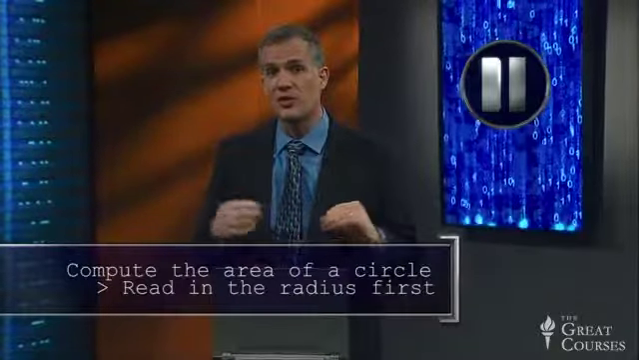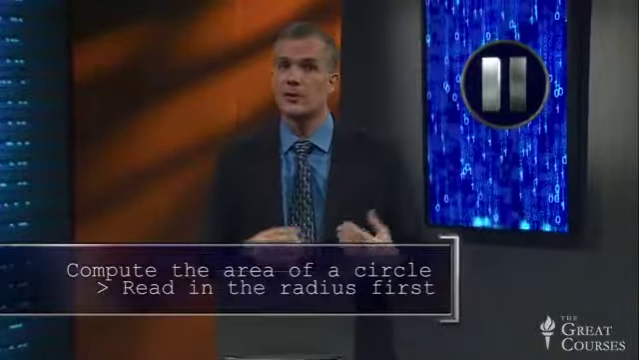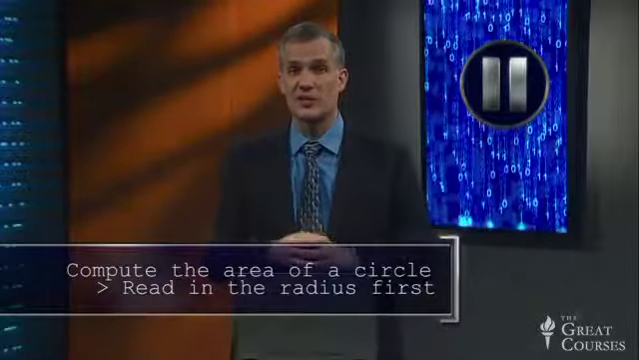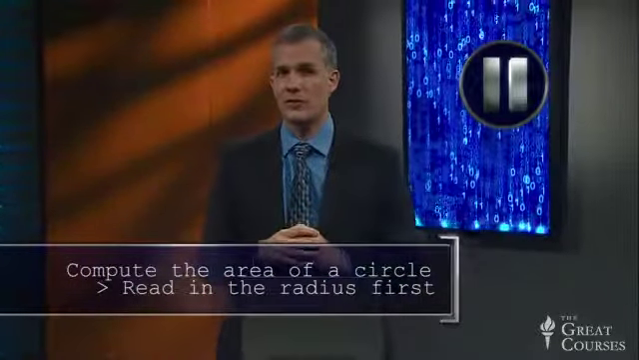Okay, let's do a math example. Say we wanted to compute the area of a circle in a program. First, we'd want to read in the radius of the circle. What would that part of the code look like?